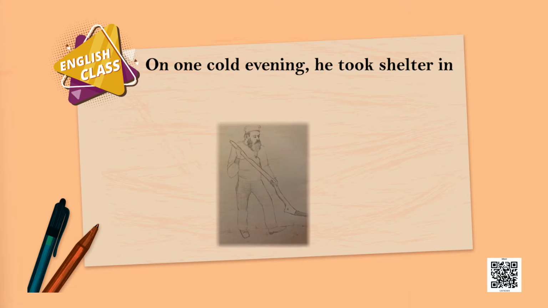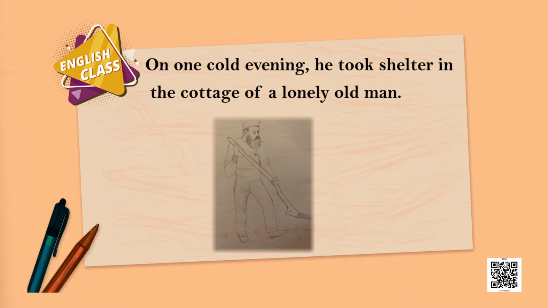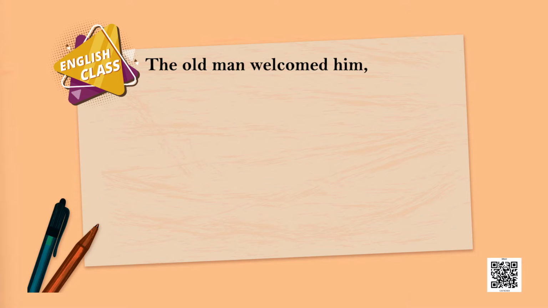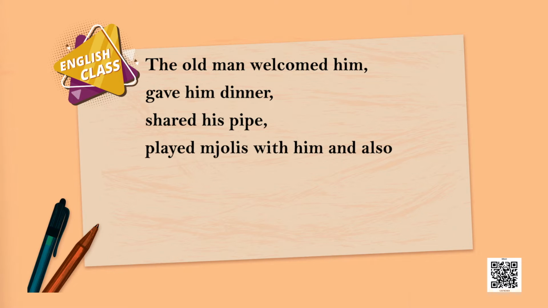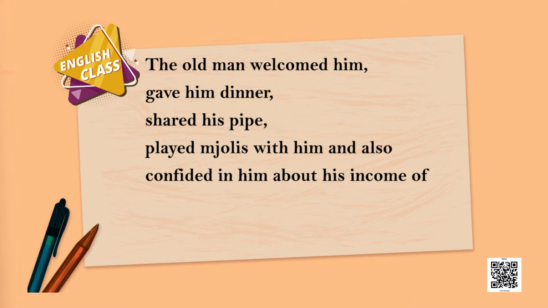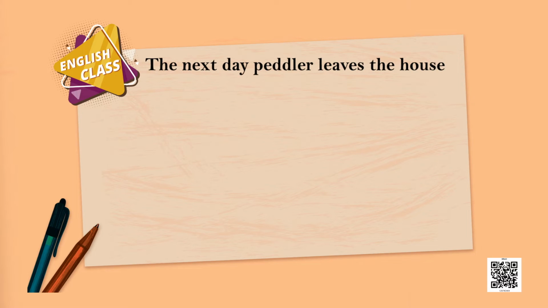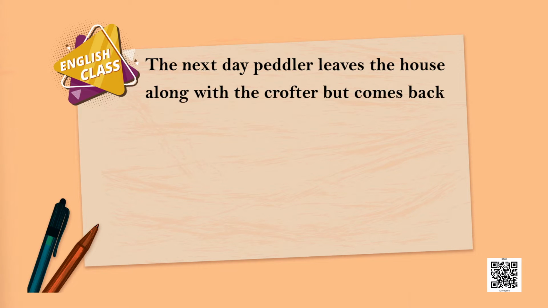On one cold evening, he took shelter in the cottage of a lonely old man. The old man welcomed him, gave him dinner, shared his pipe, played majollas with him, and also confided in him about his income of 30 kronors. The next day, the peddler leaves the house along with the crofter, but comes back to steal the money.